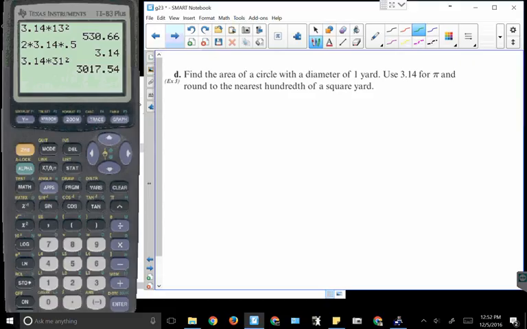Okay, I'm going to give you a moment, and I want you to do this one. So, here we are. Area of the circle with a diameter of 1 yard. Is this really difficult? Well, if it's a diameter, what's the radius equal to? 0.5, right? Because if it's a diameter of 1 yard, the radius has to be half a yard. So the area is going to be equal to 3.14 multiplied by 0.5 squared, correct?